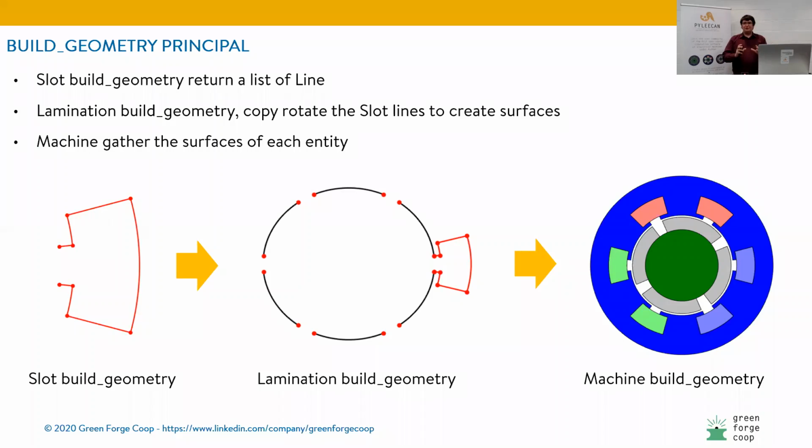In the lamination, you just have to draw the bore radius. So it's copy, rotate, and add an arc. Very simple. And in the machine, it's even simpler. It's just get the surface of all the laminations and return them. So you can see that all the complexity of drawing machines is shared and evenly distributed in the different methods.